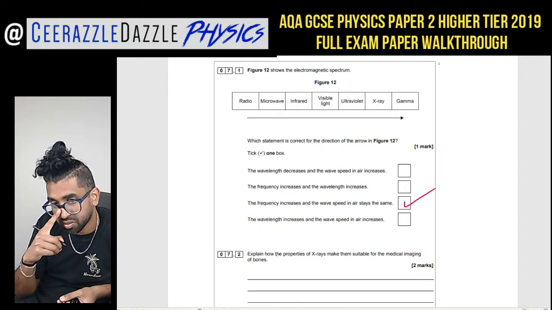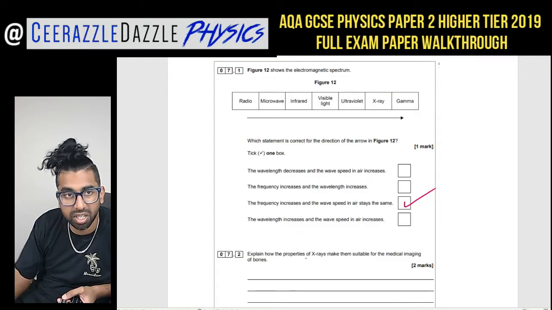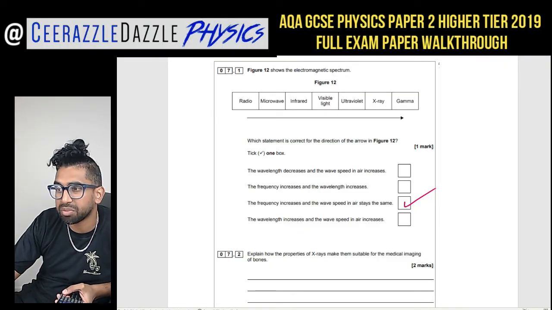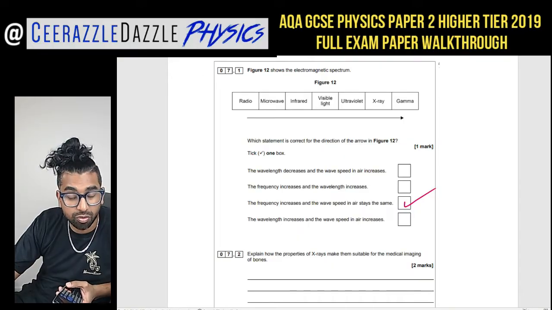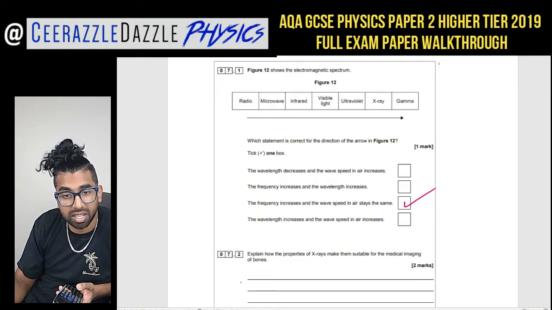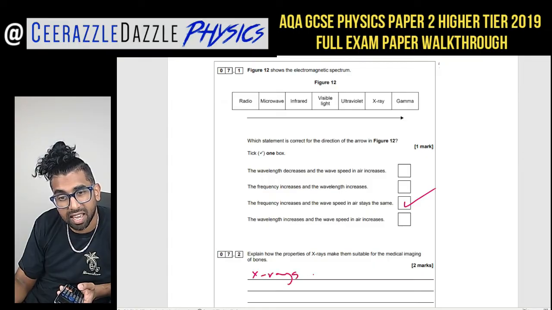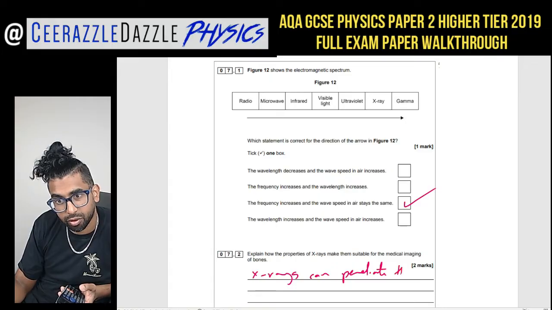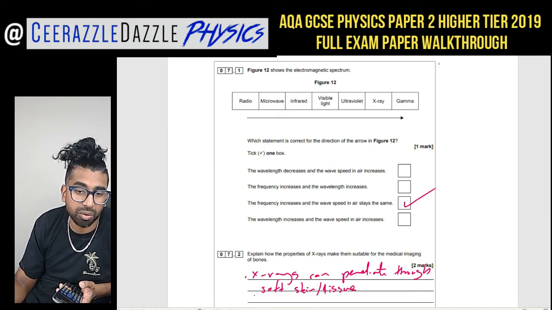7.2. Explain how the properties of X-rays make them suitable for medical imaging. Well, first of all, for medical imaging, the X-rays can penetrate through the skin. Yes, so X-rays can pass through soft tissue. So let's put that down. X-rays can penetrate through soft skin and/or tissue. There we go. But obviously, they are absorbed by bone.